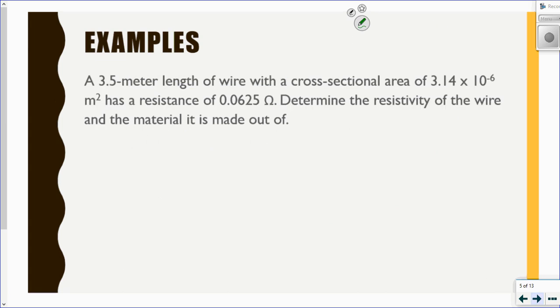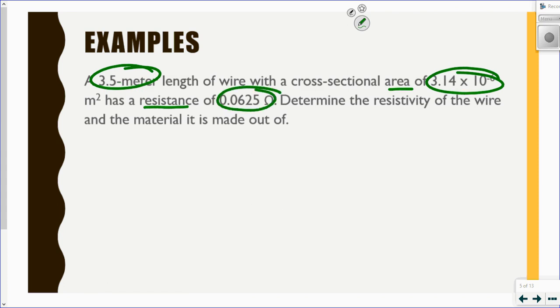Second question, see if you can do it on your own first. Check my answer when you're done. I've got a 3.5 meter long wire with a cross-sectional area of 3.14 times 10 to the negative 6 meters squared, and it has a resistance in ohms. I want to determine the resistivity, remember, which is that curly p, that's the rho of the wire, and I want to determine the material. So I'll set up my equation, rho L over A. I'm going to plug in what I've got.